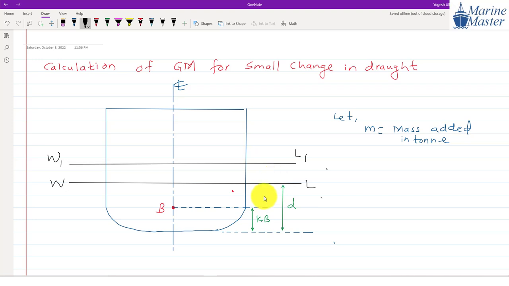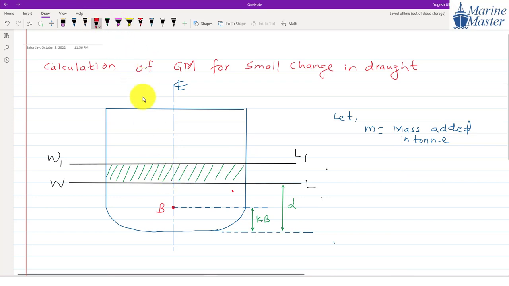Listen to my words carefully. Whatever mass we are going to add, suppose we are adding 100 ton mass, then this is the extra water displaced after adding the mass. Before this, this water was not displaced. So whatever mass M we add, the same extra amount of water is going to be displaced.